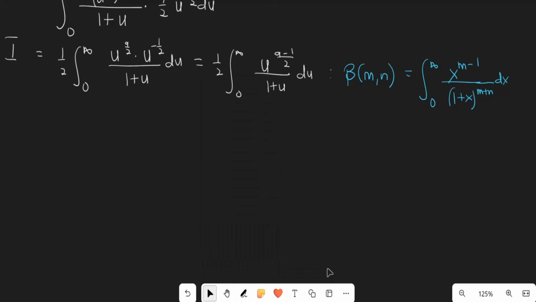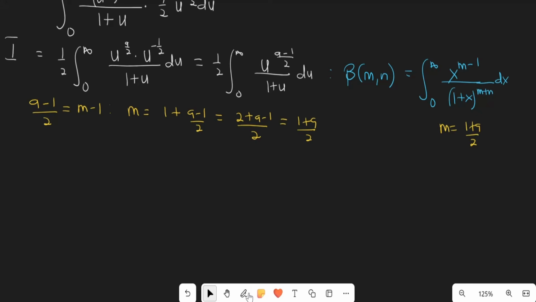In doing the comparison, we have this a minus 1 over 2 is the same as m minus 1. We are trying to find m and n here. So a minus 1 over 2 is the same as m minus 1. So we can find m. M is equal to 1 plus a minus 1 over 2. And that is equal to what? 2 plus a minus 1 all over 2. And that is equal to 1 plus a over 2. So we have found m. M is equal to 1 plus a over 2.